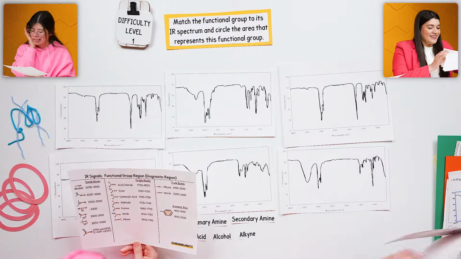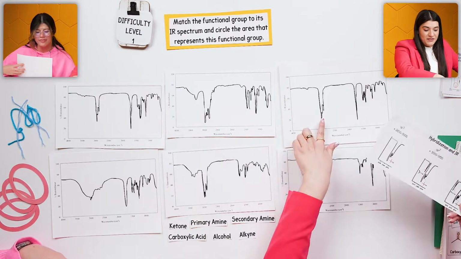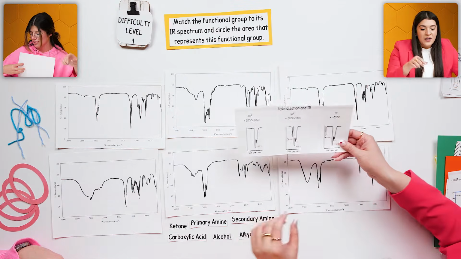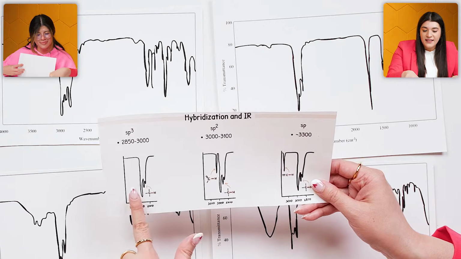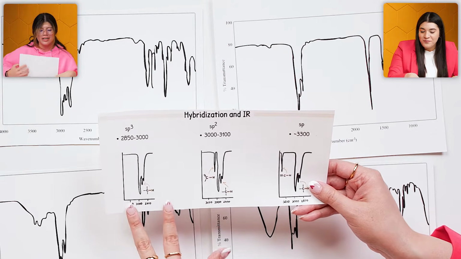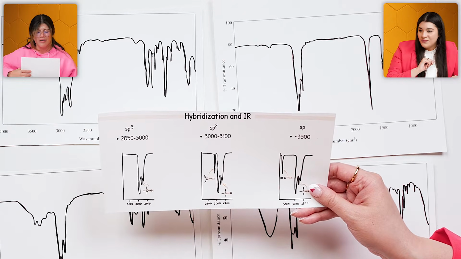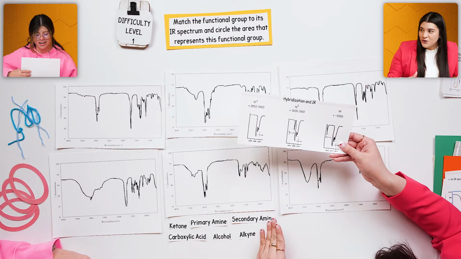So you'll notice that all of these pretty much have something within that region, or this one, not so much. But within that region, there's like 3,000 or something like that. I know that's going to be an sp3 hybridized carbon or atom. And that's typically just a carbon chain. But that doesn't help us. We want to figure out what functional group there is.